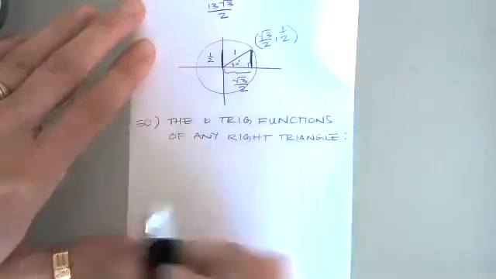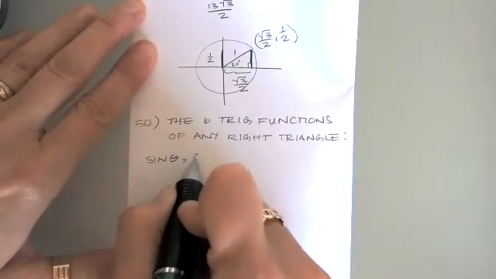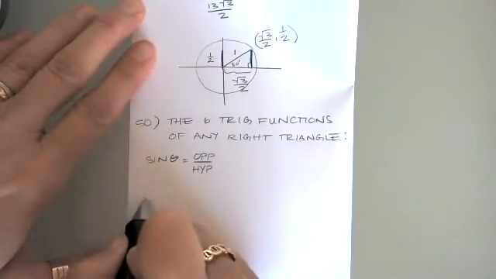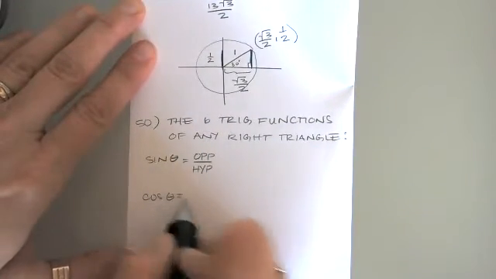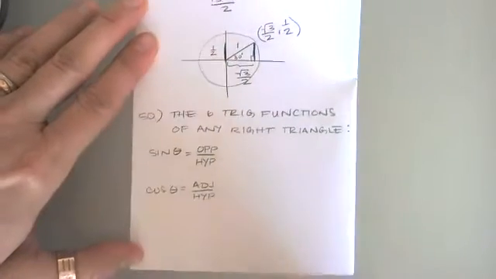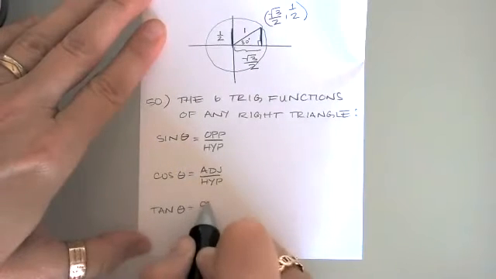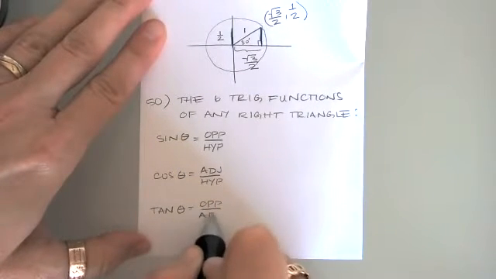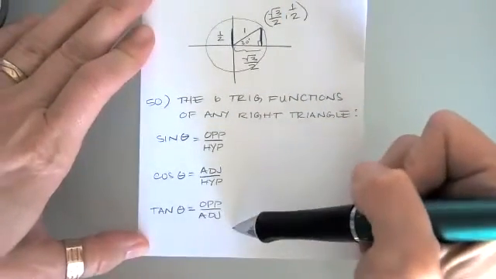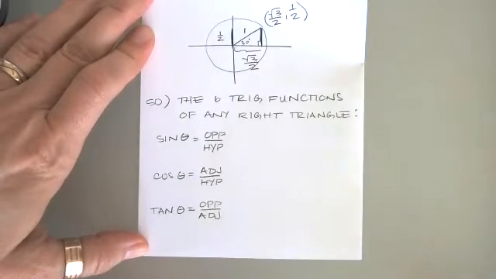Okay, so we've got the sine of the angle is the opposite over the hypotenuse. The cosine of the angle is the adjacent over the hypotenuse. And the tangent of the angle is the opposite over the adjacent. So this is the SOHCAHTOA that you learned in geometry, or was introduced to in geometry.